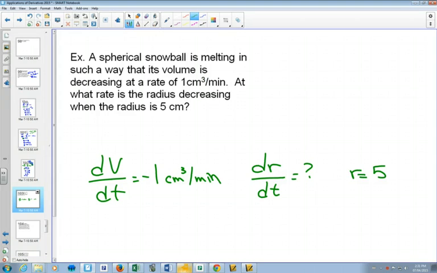How big was this snowball to begin with? 10 centimeter snowball? That's pretty hefty.